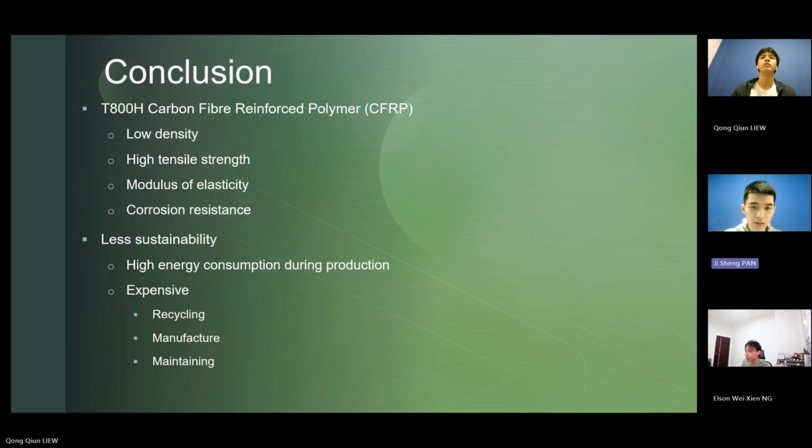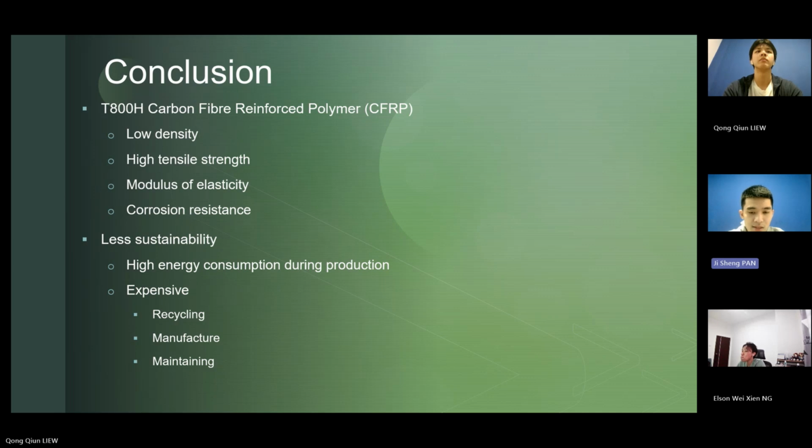Okay, thank you, Elson. And now I will do the conclusion for our presentation. As for the conclusion, the material we finally decided to use is T800H carbon fiber reinforced polymer. This is because it has most of the properties we desire, including low density, high tensile strength, high modulus of elasticity, and high corrosion resistance compared to the other two materials.